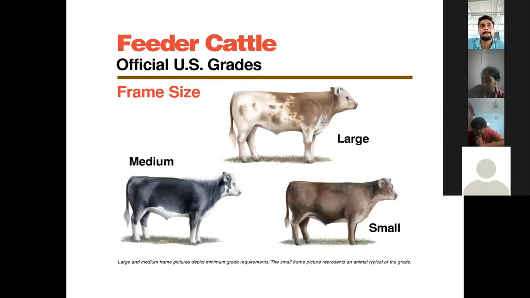So you can see these frame sizes. You can see the large one, medium, and the small. These three ways you can classify it. Even for the individual breed, you can classify it. You can develop your own grading system for the individual breed.